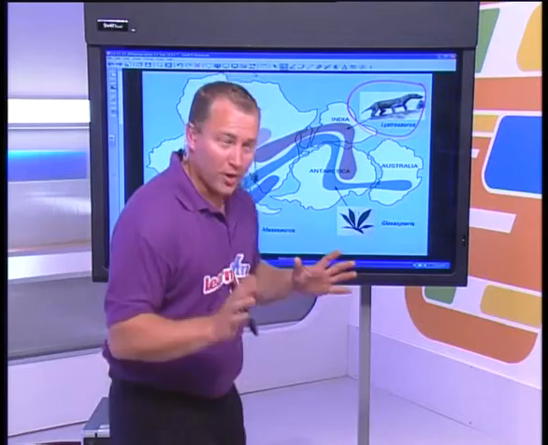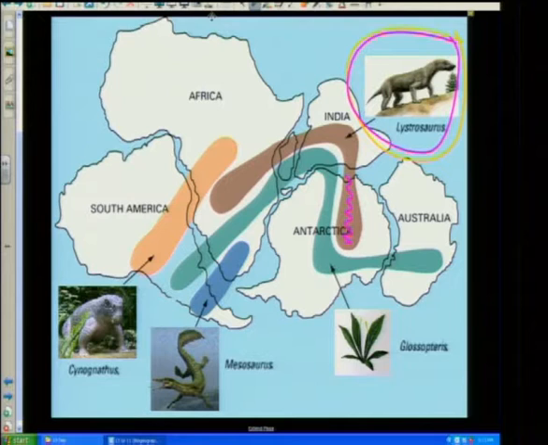If you watch carefully, look at how many continents this one used to go over. It used to go over Africa, India, Antarctica. Look how Antarctica is in the middle. Those icy places, right?